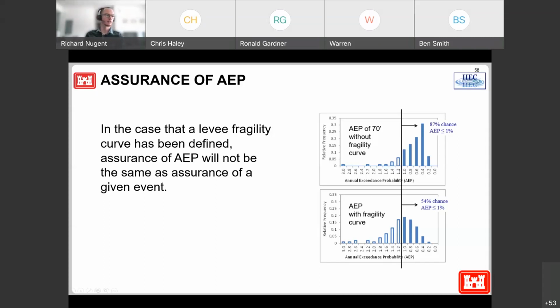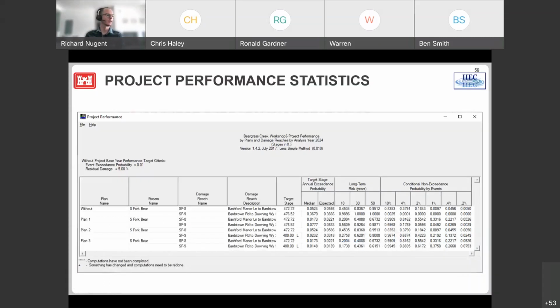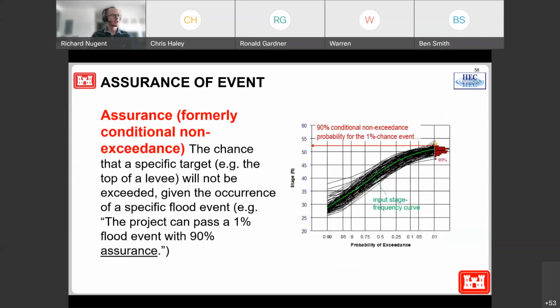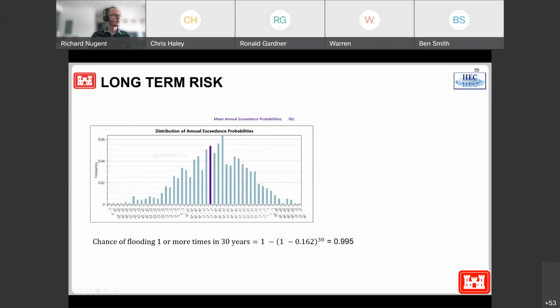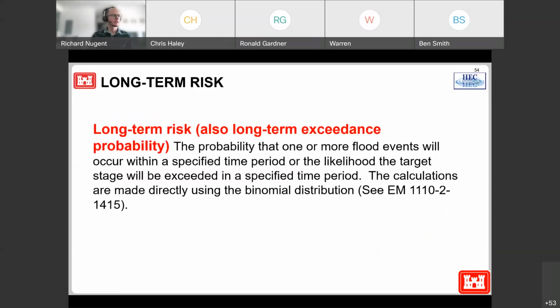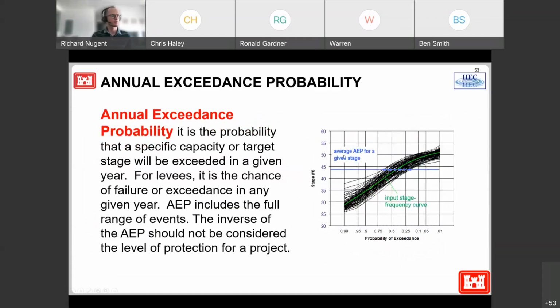So all these performance statistics that we've talked about are available in a report that looks like this within the HEC-FDA user interface. We have the plan name, the stream name, the damage reach description, and then the target stage. So the target stage, that's the stage at which we measure assurance, right? That's the red line here. The target stage is 52. Over here, the target stage was 44, right? So we can get the average AEP for a target stage of 44.